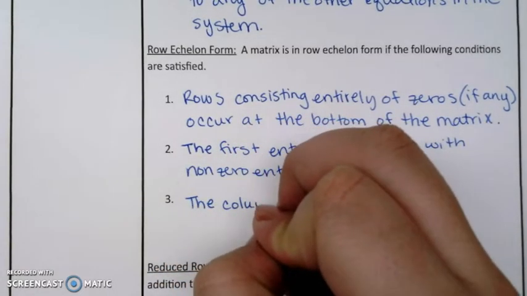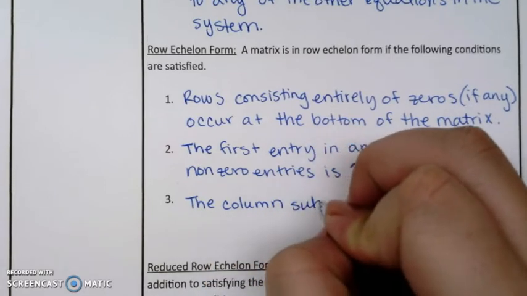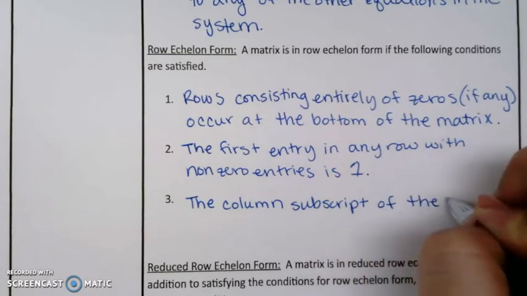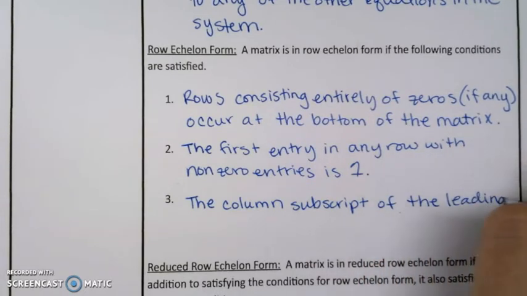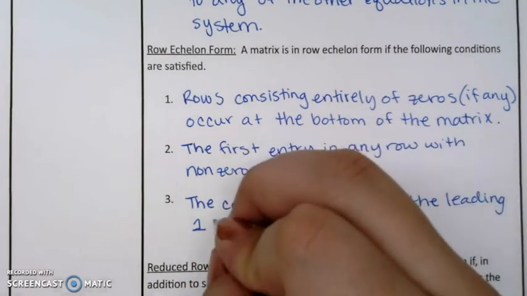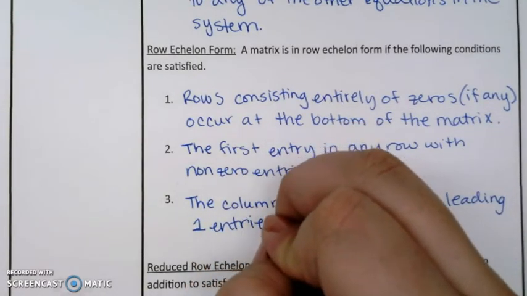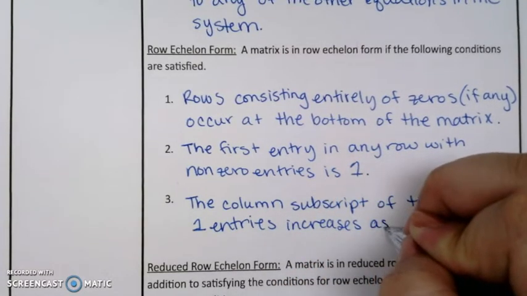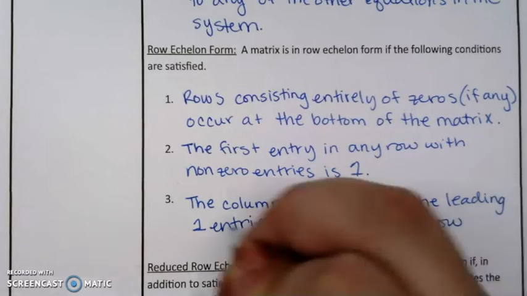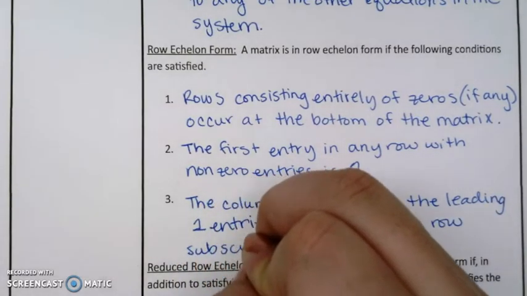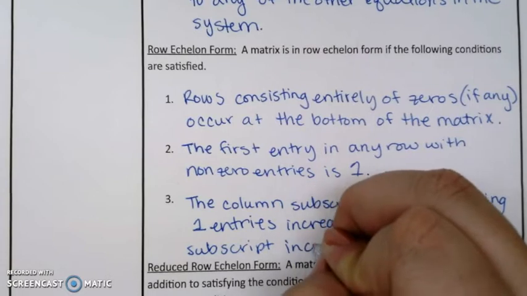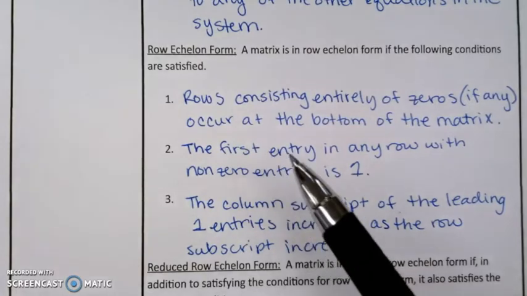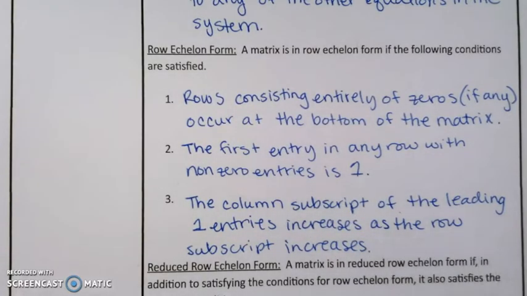And lastly, the column subscript of the leading 1 entries increases as the row subscript increases. So what does that mean? That means the ones are forming a downward diagonal, almost like with a negative slope.